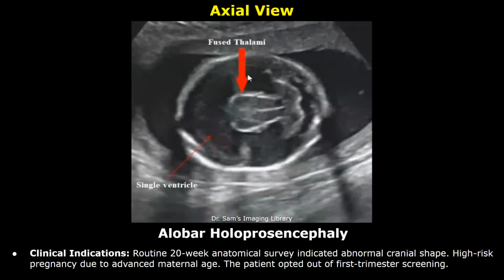Now we have a report for Alobar Holoprosencephaly. Clinical indication: routine 20-week anatomical survey indicated abnormal cranial shape, high-risk pregnancy due to advanced maternal age. The patient opted out of first trimester screening.